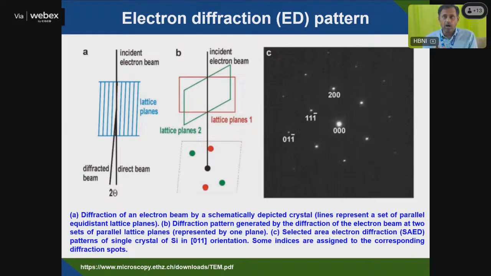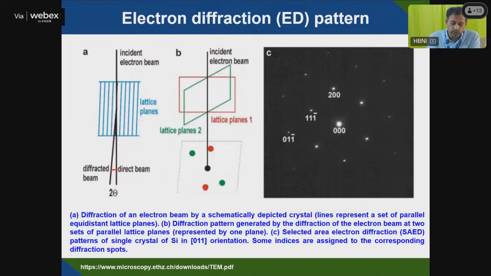Now let's see how the diffraction pattern and imaging help us get information from a TEM image. If you see the electron diffraction pattern, as I discussed for X-ray diffraction, here again Bragg's law has to be satisfied. You can see this is a grain structure, and the electron beam is coming here. Your 2 theta in case of TEM is very, very low. It's almost flat.